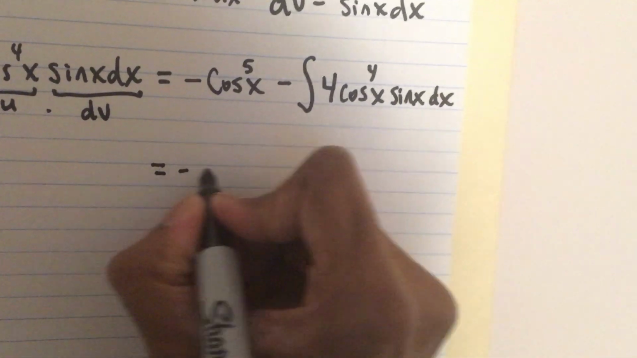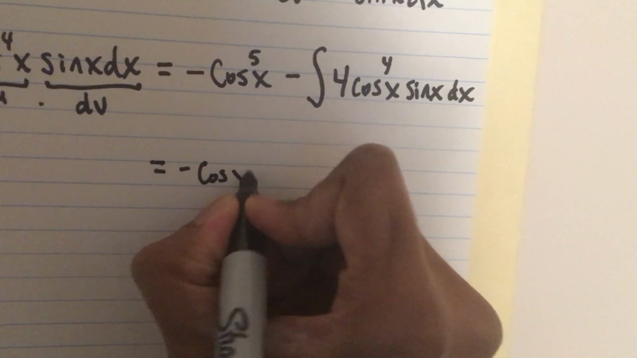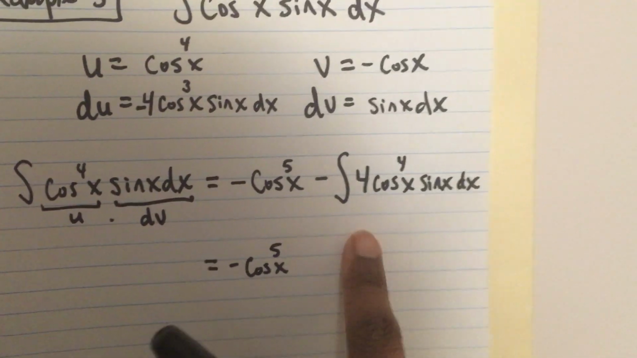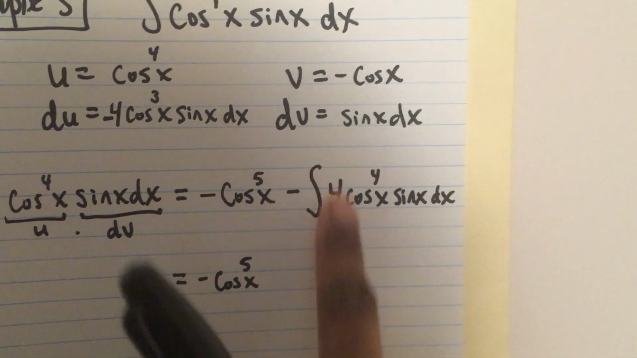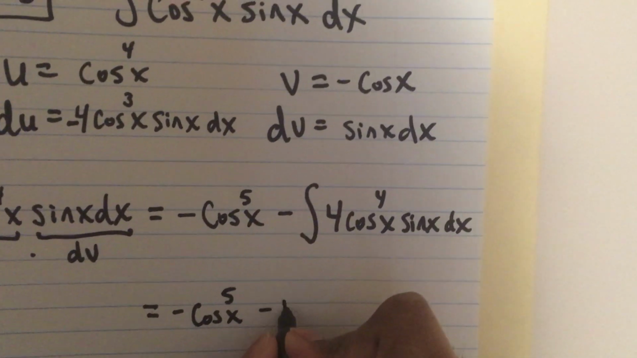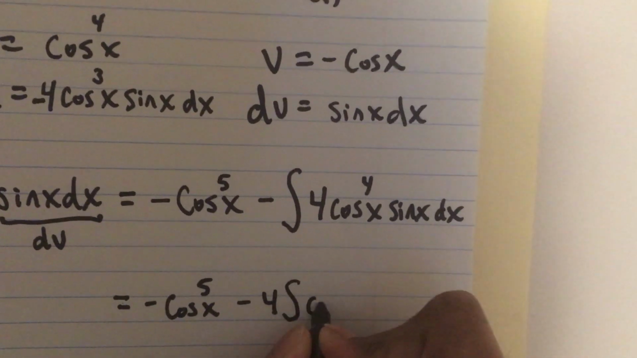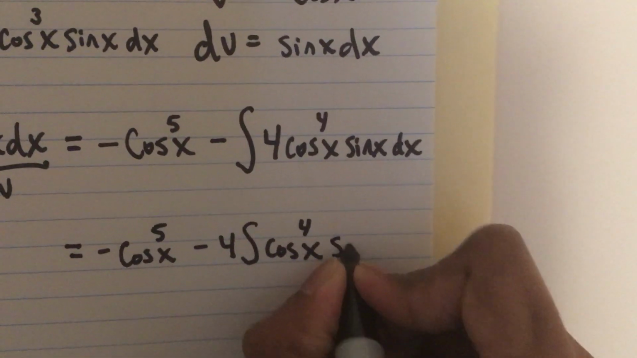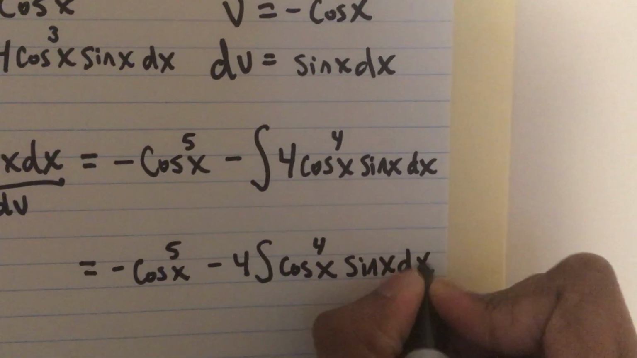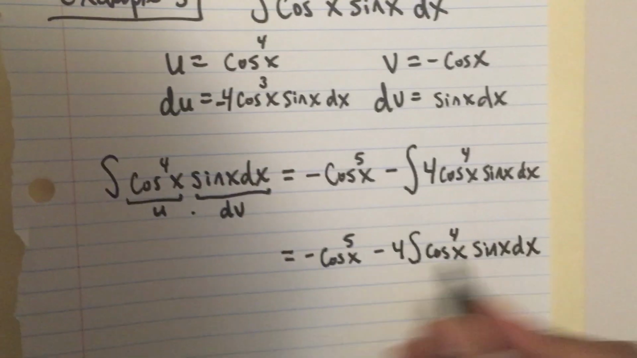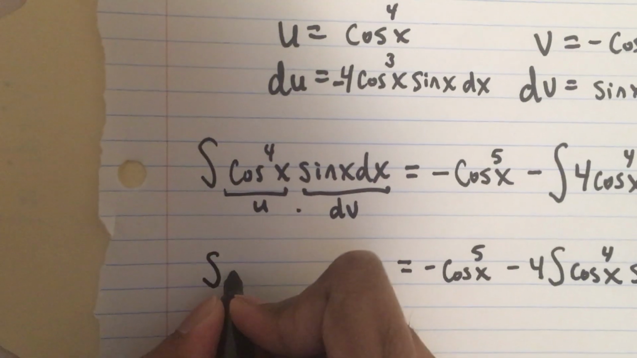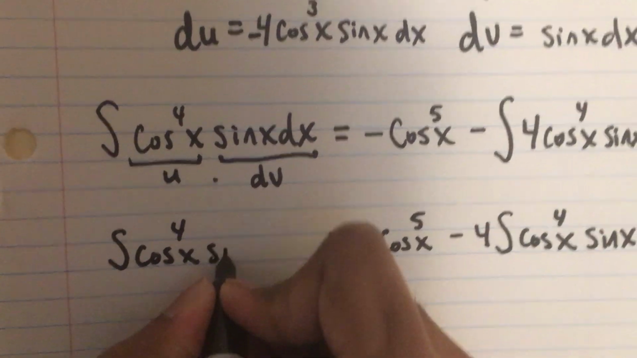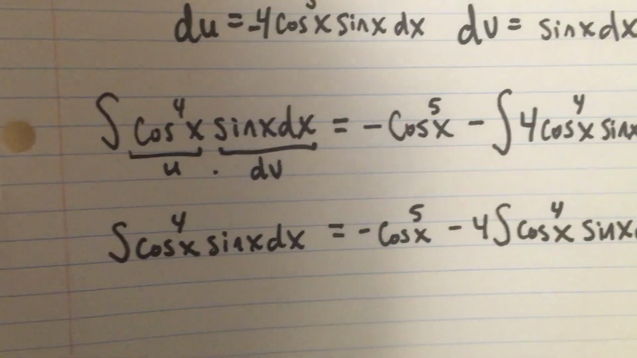I'm going to keep the negative cosine x to the fifth power. I'm going to pull out the 4 here. So minus 4 times the integral of cosine x to the fourth power times sine x dx. And this whole thing equals the integral of cosine x to the fourth sine x dx.